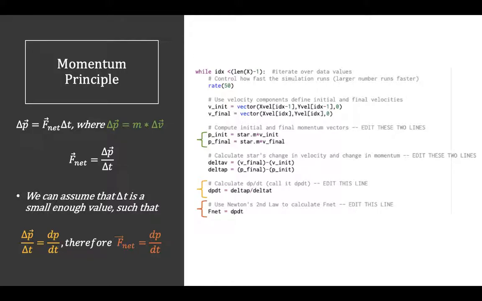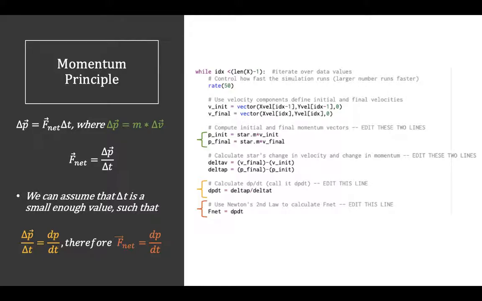First, we'll look at how the momentum principle helped us define momentum, net force, and dp/dt. As we know, change in momentum is equal to F net times change in time, where momentum is equal to mass times velocity. We first define momentum as indicated here, where P initial is equal to star m times V initial, and P final is equal to star m times V final.